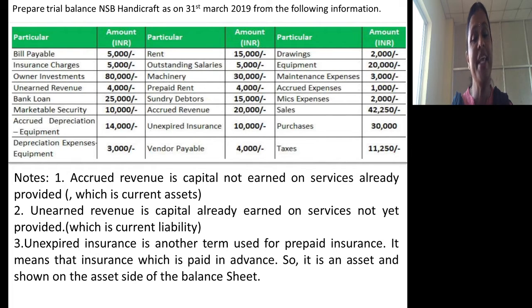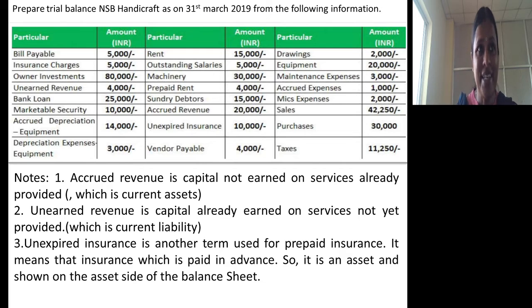We have various account balances of NSB Handicraft as on 31st March 2019. With the help of all these account balances, we have to prepare the trial balance. Bills payable. Try to understand. We have the bills payable account balance, insurance charges account balance, investment account balance, unearned revenue balance. Like that we have balances of various accounts. These are all balances as on 31st March 2019. Based on these balances, we have to prepare the trial balance. Did you get my point?